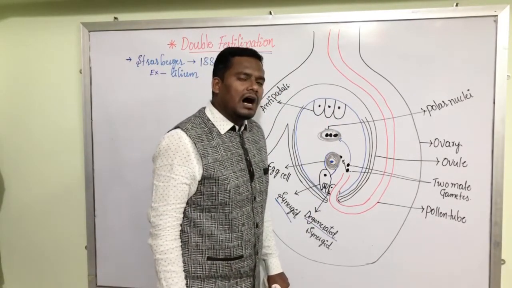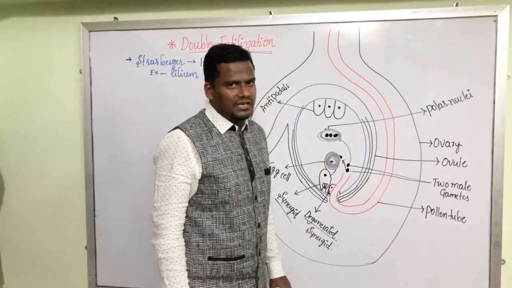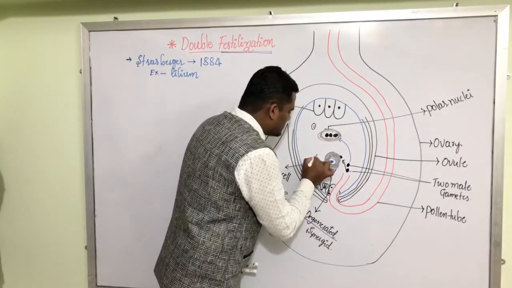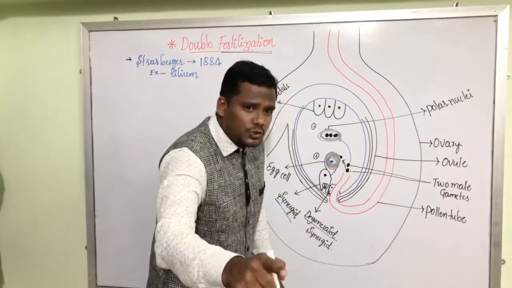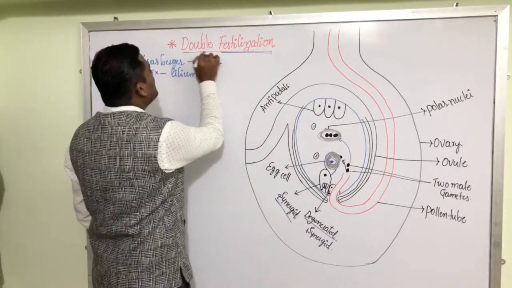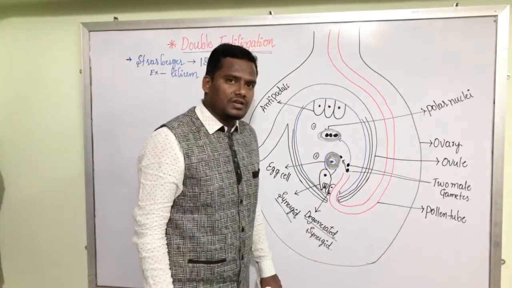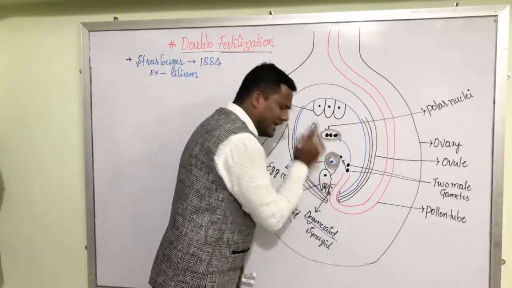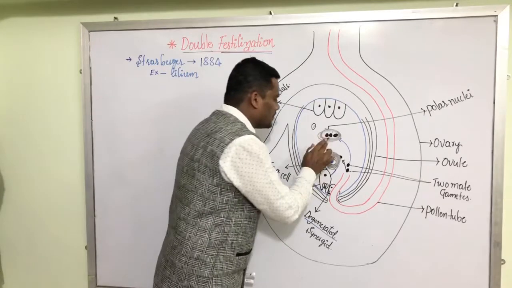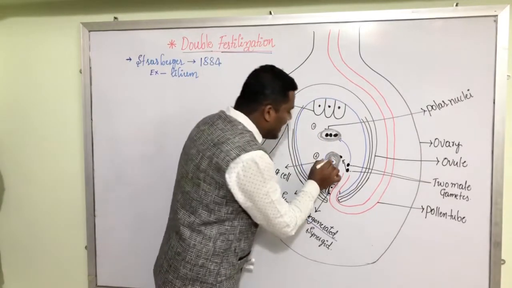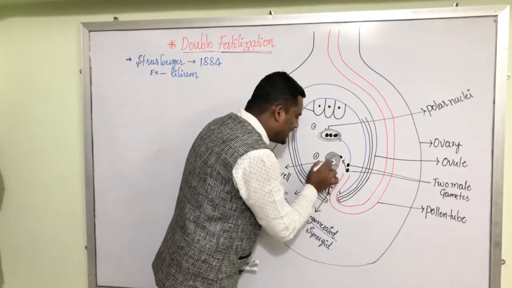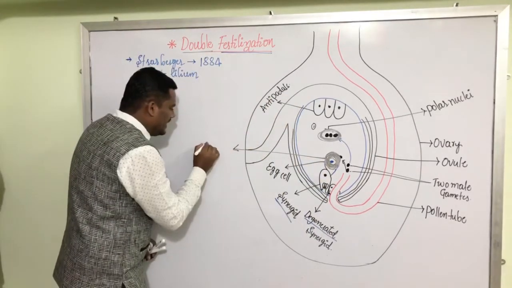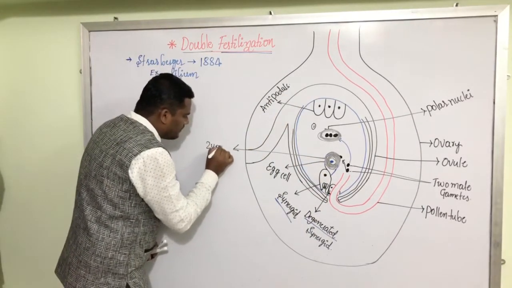That means how many fusions take place here, my dear friends? This is the first fusion and this is the second fusion. That is why it is called double fertilization. Now, one male gamete fuses with the egg cell, the other male gamete fuses with the secondary nucleus. The male gamete which fuses with the egg cell forms the zygote.